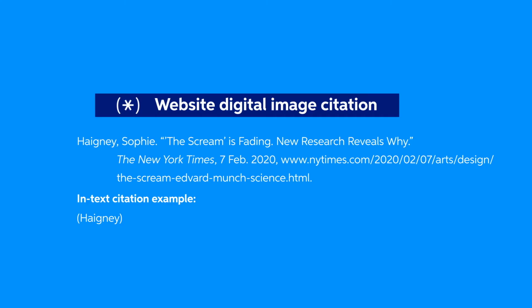Here's the standard structure for a digital image citation found on a website. This follows guidance found on the MLA Style Center page, How do I cite a photo or other image reproduced in a website article? Begin with the author's last name and first name. If the image has no author, start the citation with the title of the image. Place the title of the digital image in quotations with a period before the end quotation.